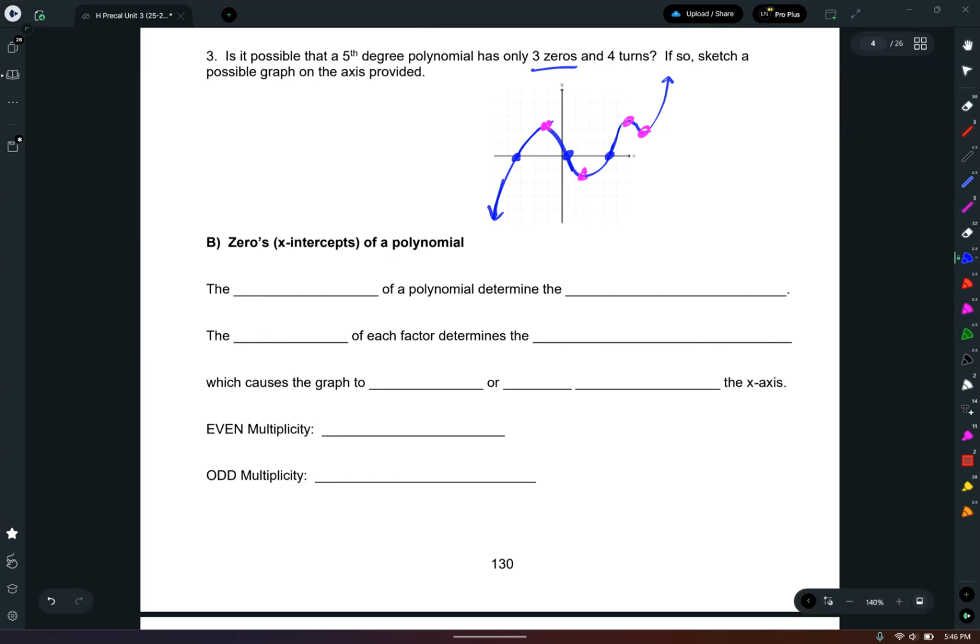So the zeros or the x-intercepts, let's see, the factors of a polynomial determine the zeros. And really, we did this back when we were doing parabolas. Remember when we would factor the parabola, we'd put it in factored form so that we would know what the zeros were? Well, we can do that for other polynomials also. So the factors determine the zeros. In other words, they determine the x-intercepts. But the degree of each factor determines the multiplicity.